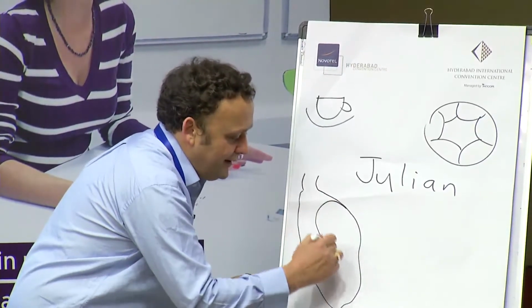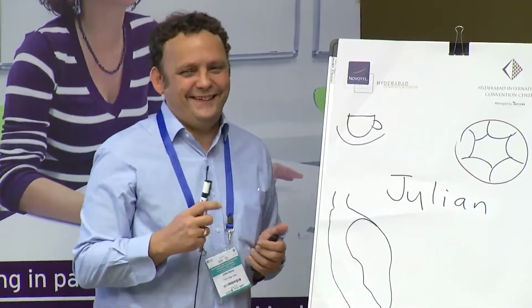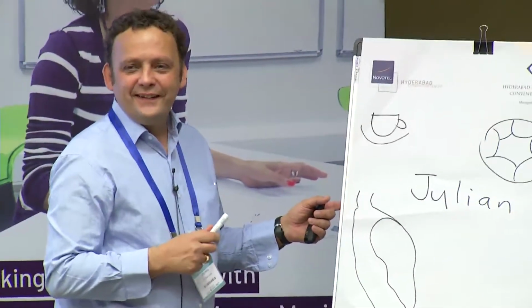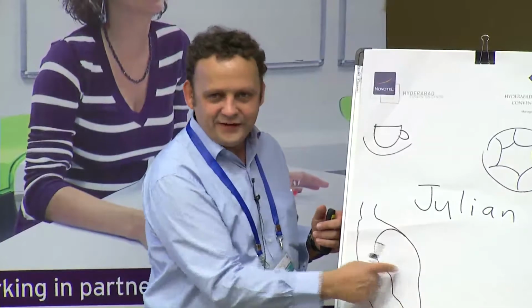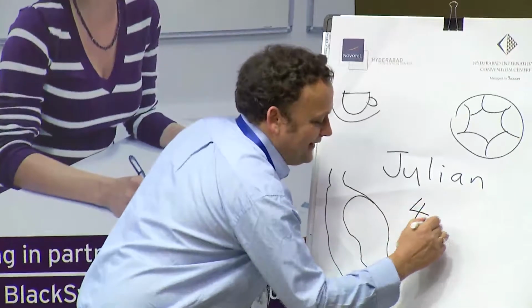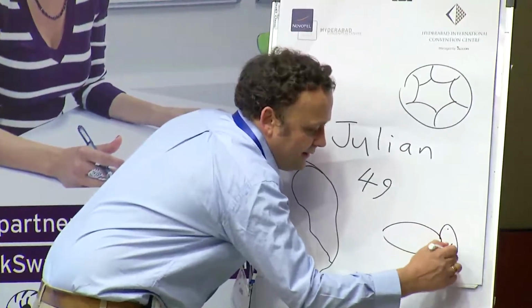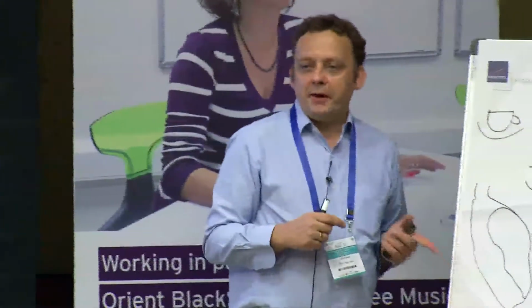This is where you're going to find it really hard. What's that? A stomach? No. It's a country. Country. This is a continent. Brazil, very good. 49. What's that? It's not an ant. It's a dog. Okay. So, these are some things about my life.